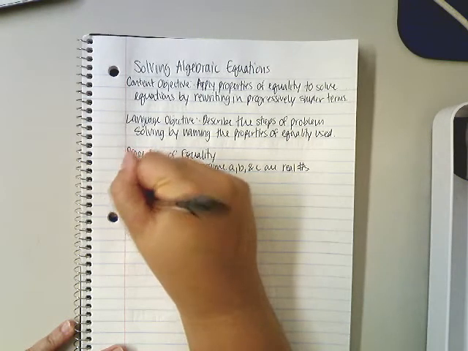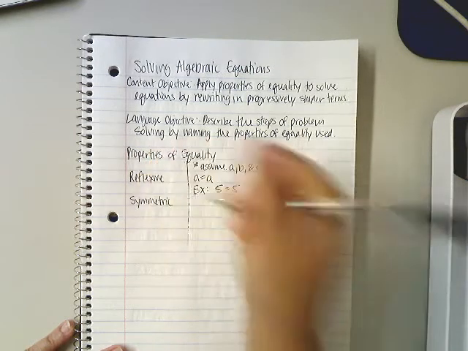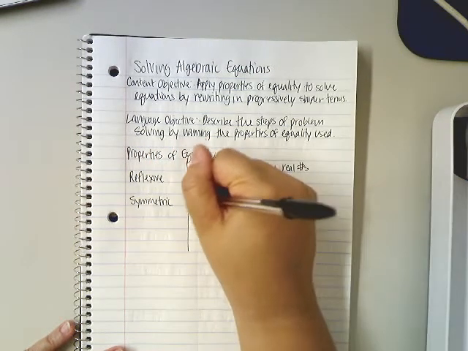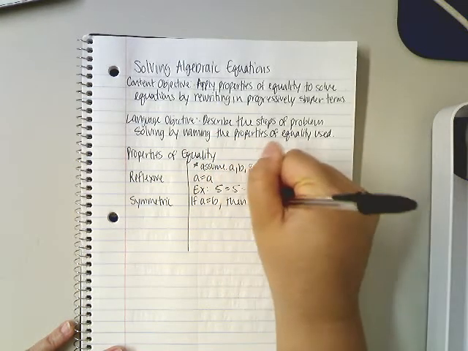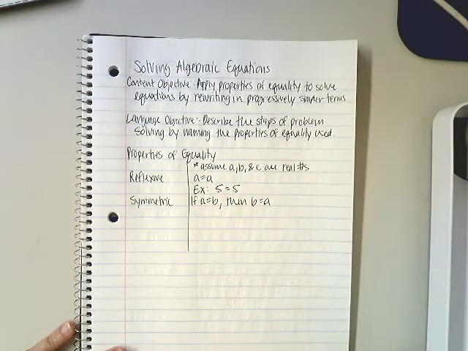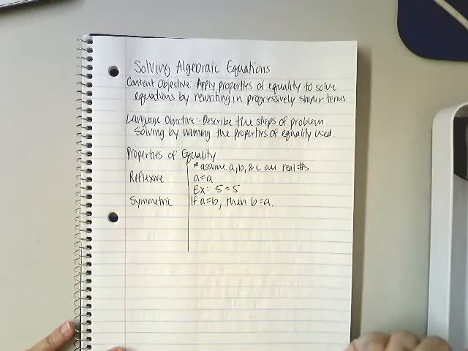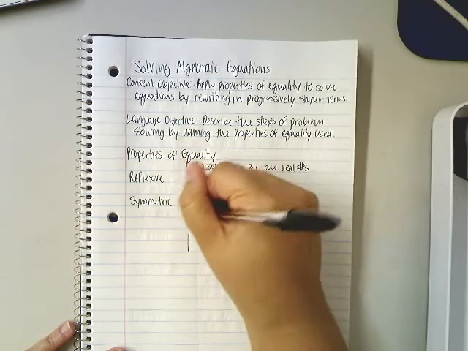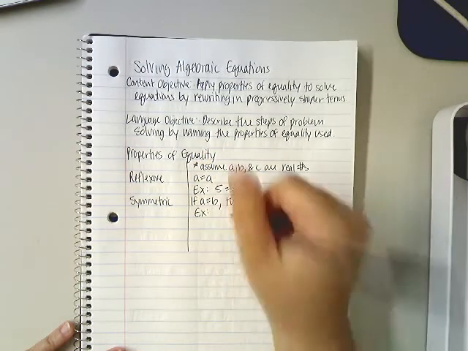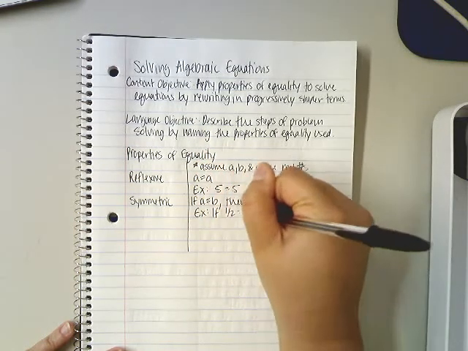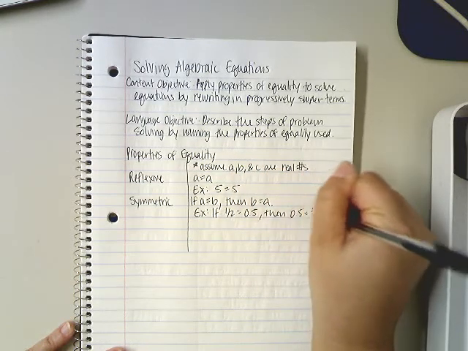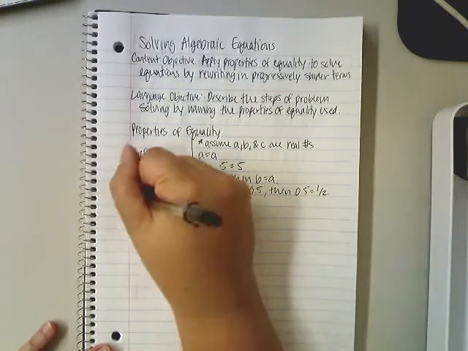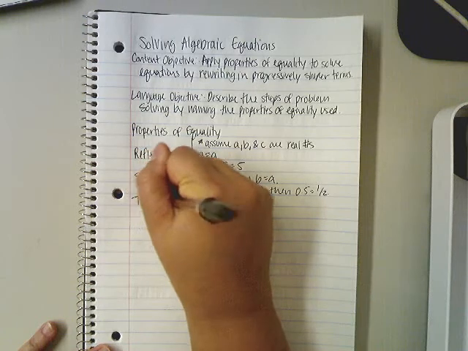The next one we have is symmetric. So this says that if A is equal to B, then B is also equal to A. So you can write them on either side of the equation, it doesn't matter. So for example, if 1/2 is equal to 0.5, then 0.5 is equal to 1/2. They're the same thing.